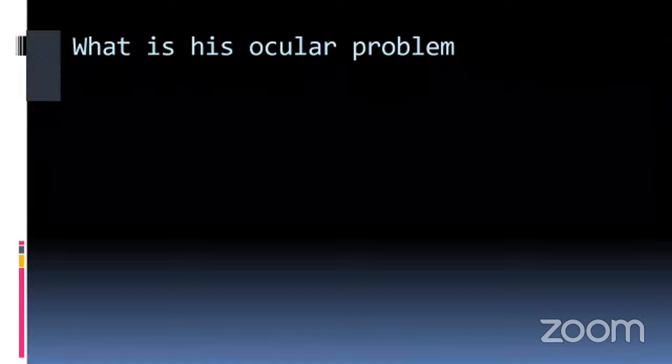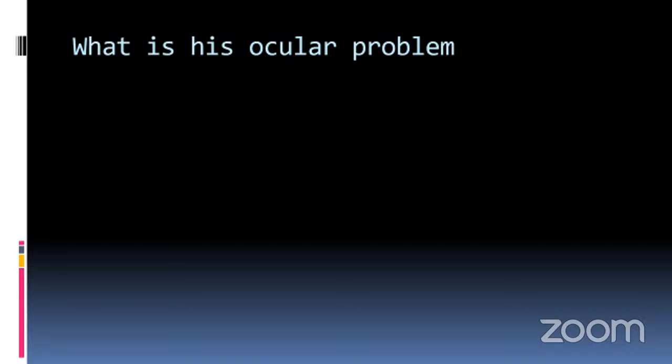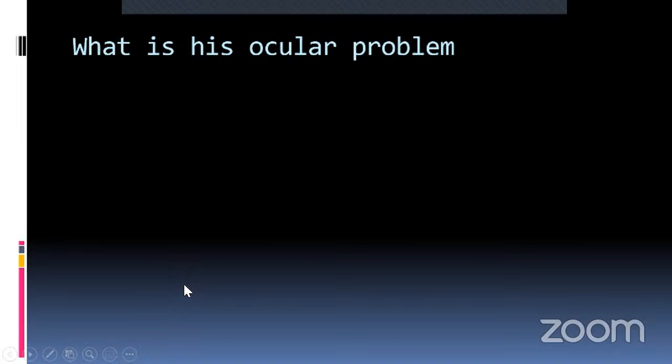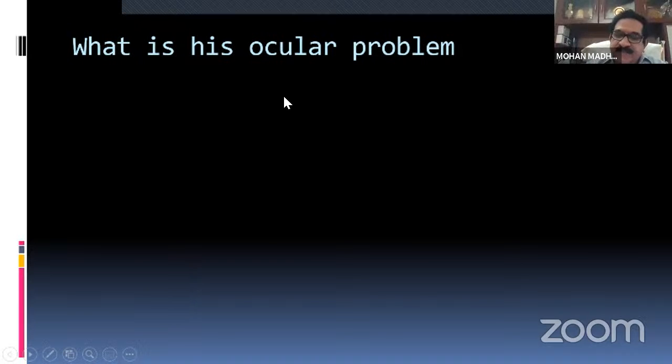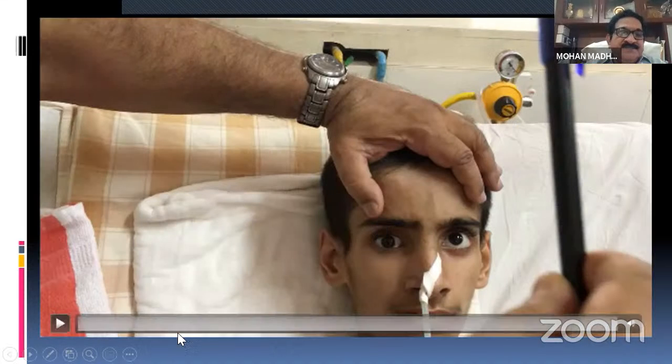The vertical movements are restricted on the right side, as well as the right lateral movement. The medial movement seems to be normal. The left eye seems to be completely normal to me. Yeah, you are right. What you said is correct. But the right medial rectus is also restricted.